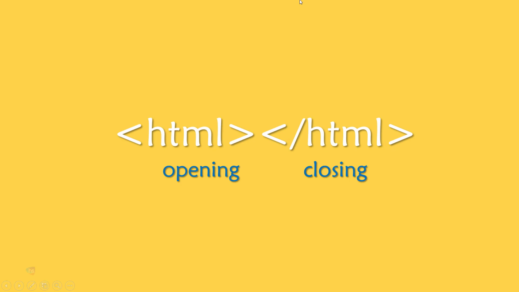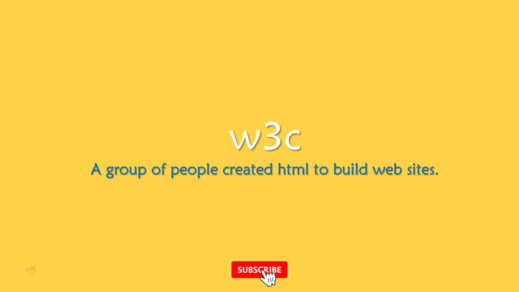So the HTML basic structure is constructed by an HTML opening tag and an end tag, also called a closing tag. The end of the HTML tag has a forward slash, and this applies to any tag we use in HTML. HTML was created by W3C, a group of people, to build HTML websites, and it has many tags like this.